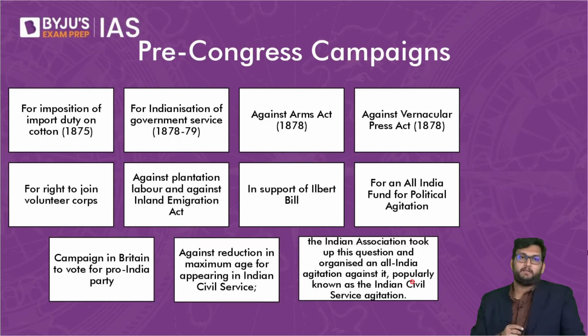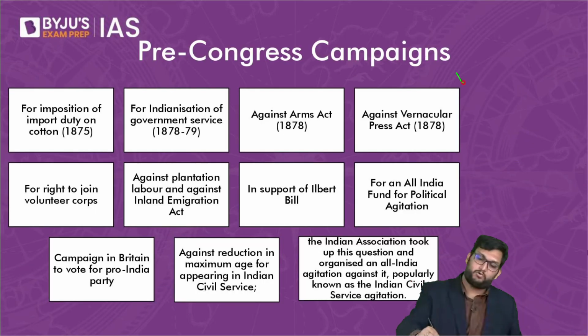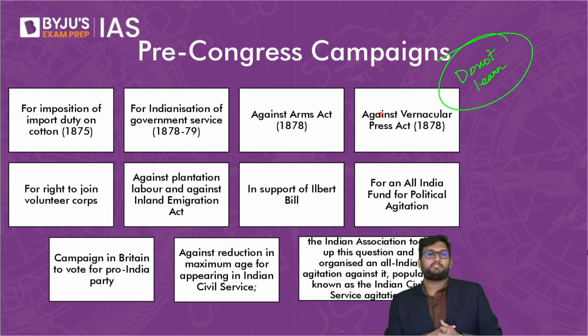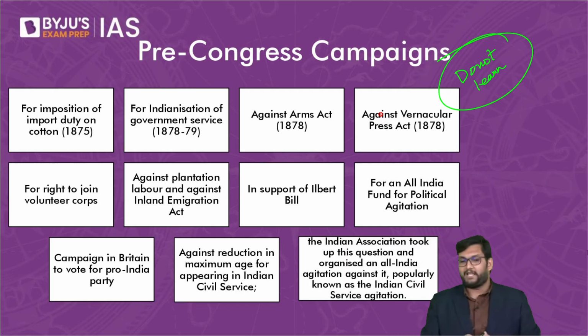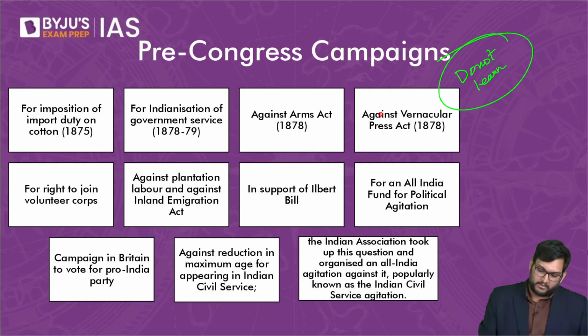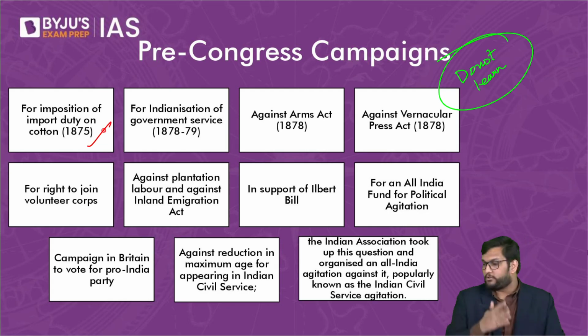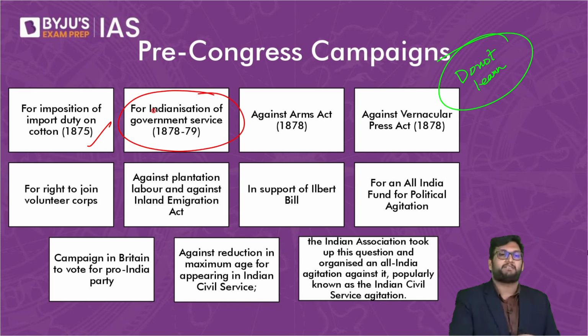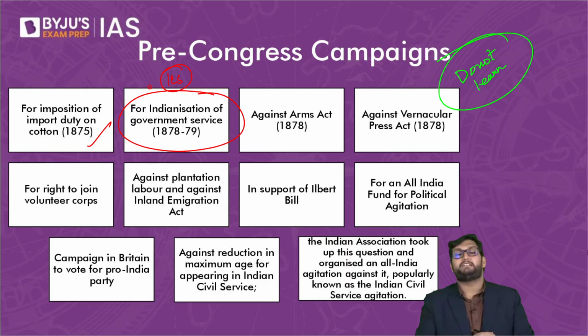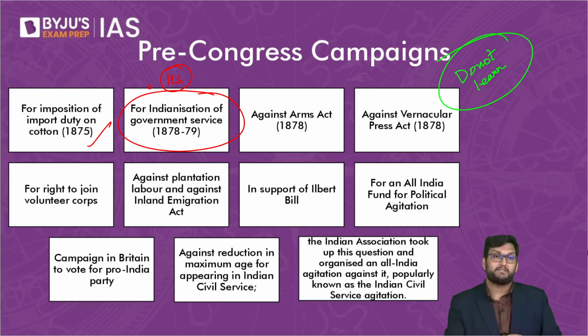Now come the pre-INC Congress campaigns. Again, do not learn this, just see what they were trying to do. They were actually talking about a lot of things. For example, they were not happy with the imposition of duty on cotton in 1875. Again, do not have to learn, just enjoy this. Then they wanted what is called Indianization of government services, that the number of Indians in the ICS, which is the civil services, should increase.